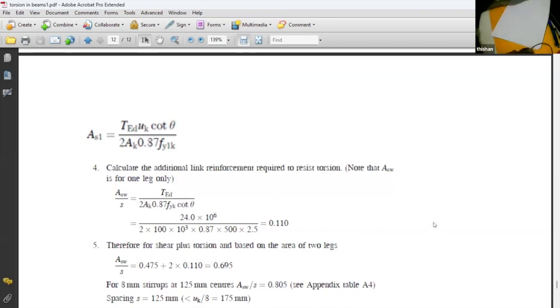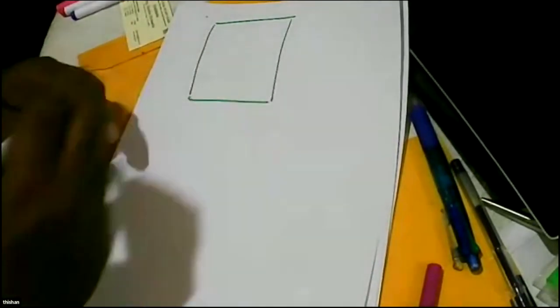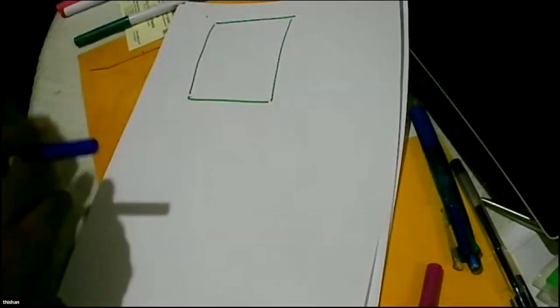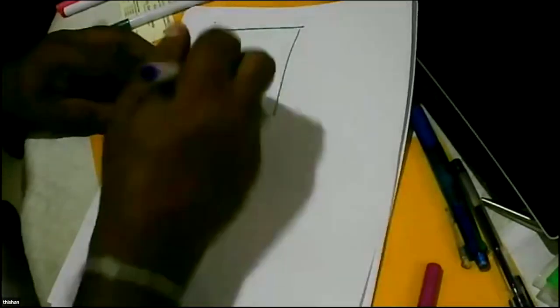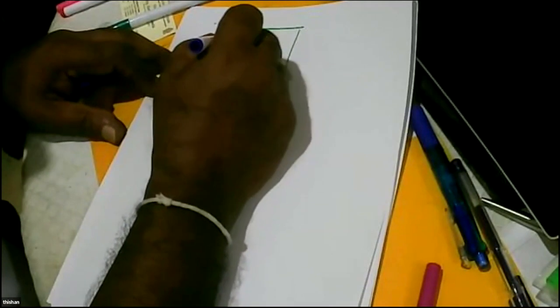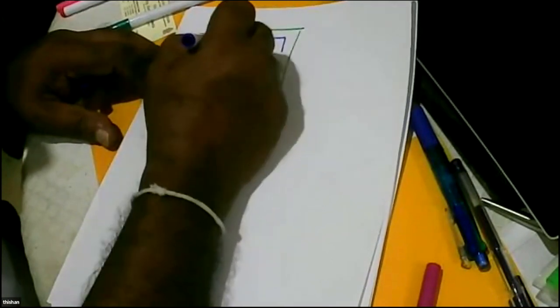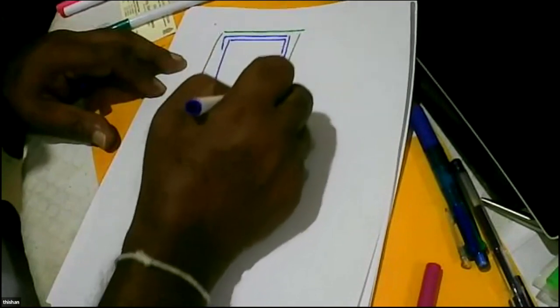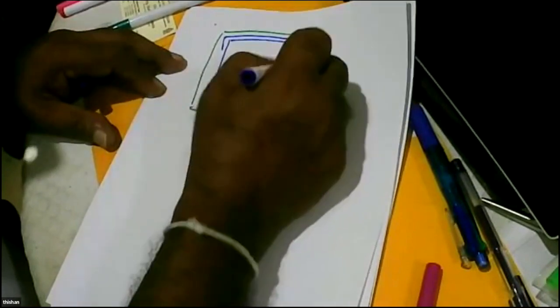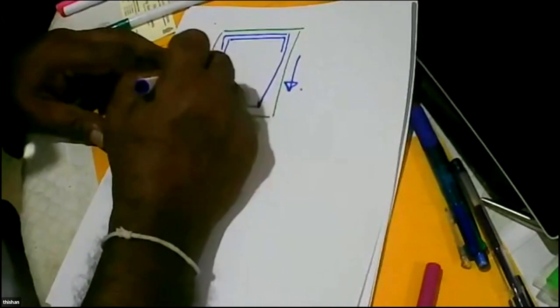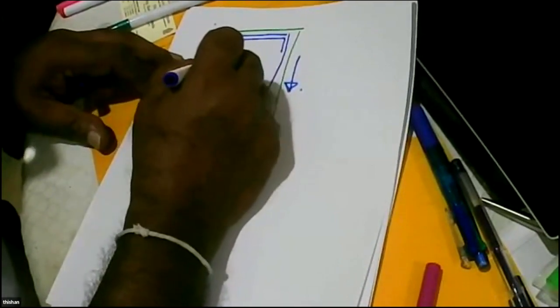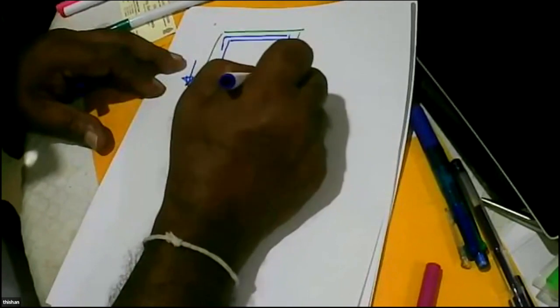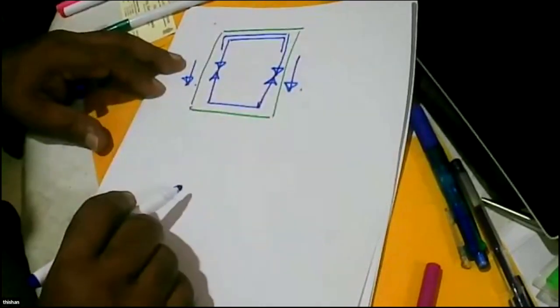Now you have to be careful. So I'm going to stop share to explain that. So now we have a section. And we are trying to see what's going on. So we have these links. So when shear, direct shear happens, so this will all go into tension. So we have two legs.